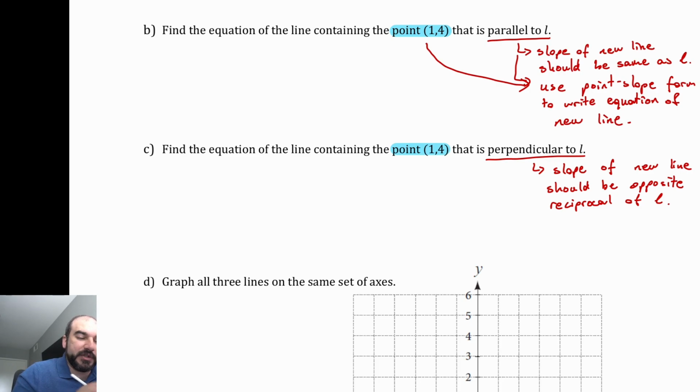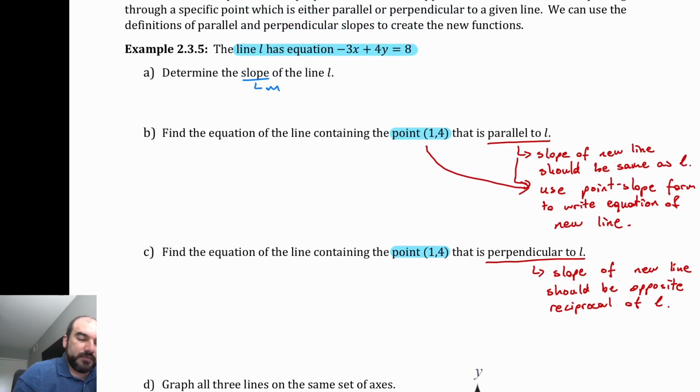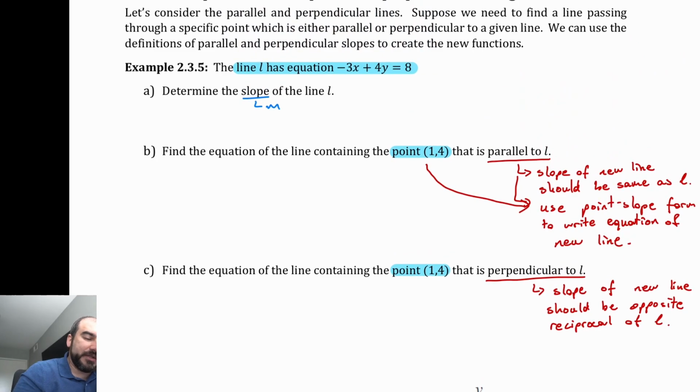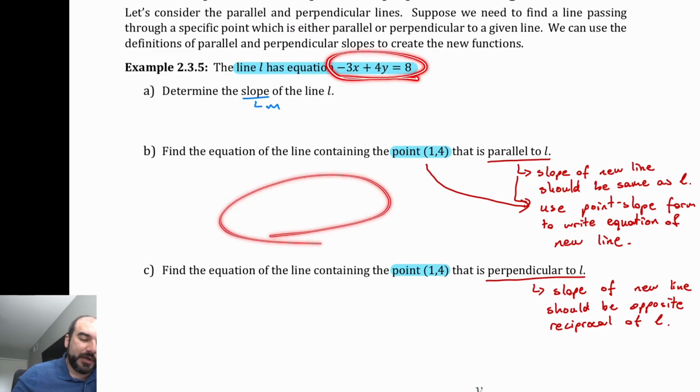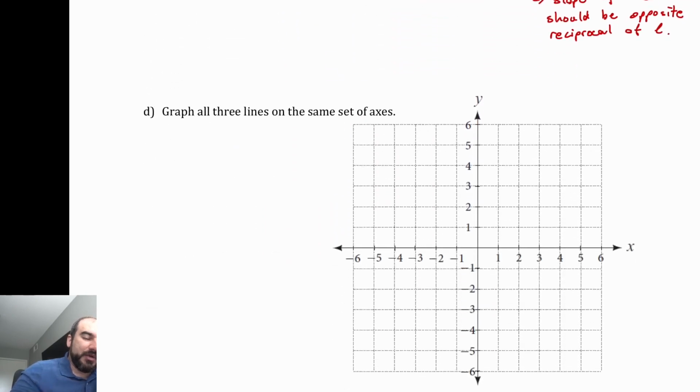To write the equation, again, you would use the point slope form, so that part is the same for this question. Once you have your new slope and your point, then you can write the equation using point slope form. And then once you have all three equations, you'll have this equation, another equation here, and another equation here. You can go ahead and graph all of those on the same axes.